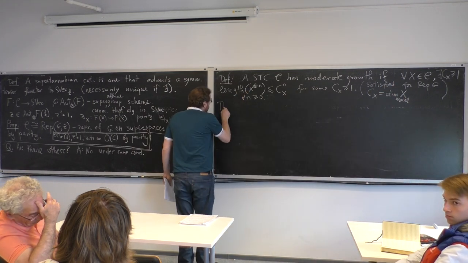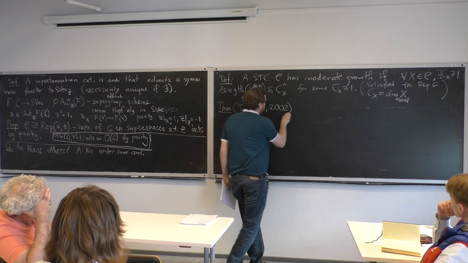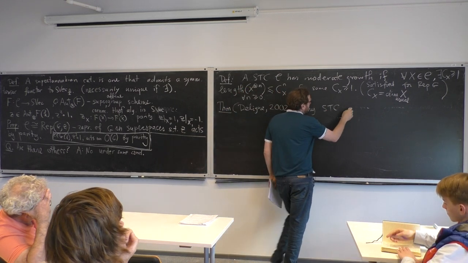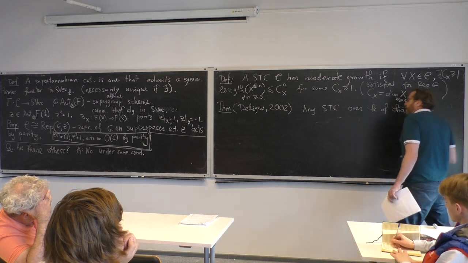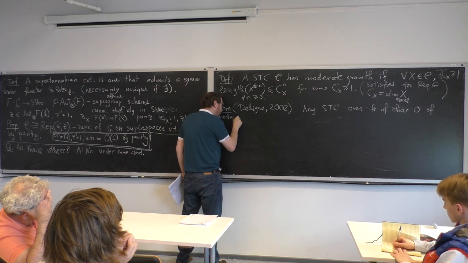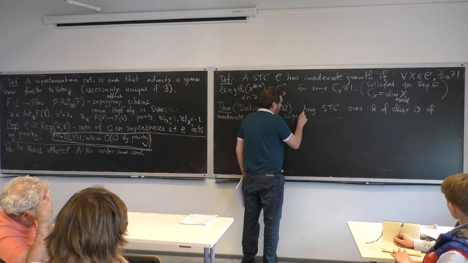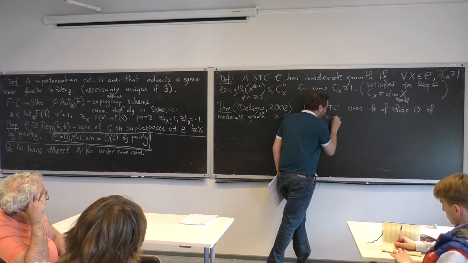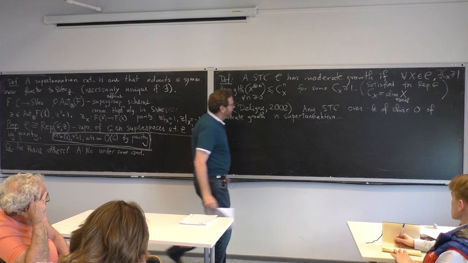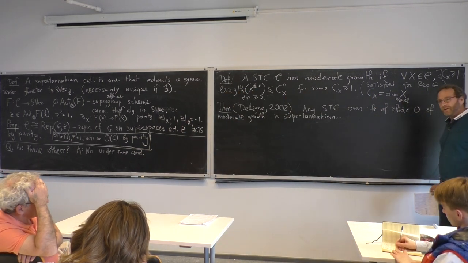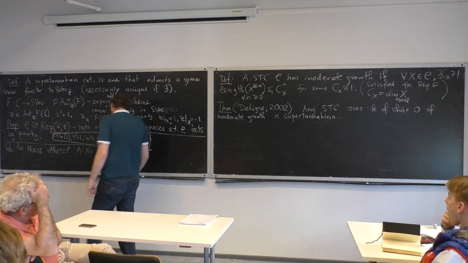And a theorem of Deligne, I think it was in 2002, says that any symmetric tensor category over K of characteristic 0 of moderate growth is super Tannakian. It turns out that both conditions are necessary. You cannot remove either of them. There are counterexamples in positive characteristic of moderate growth, and there are counterexamples in characteristic zero of non-moderate growth.